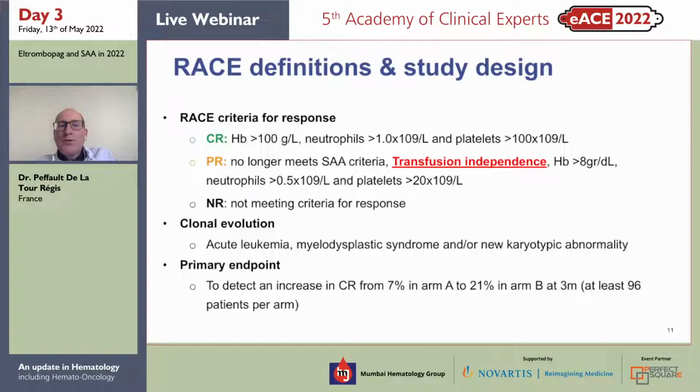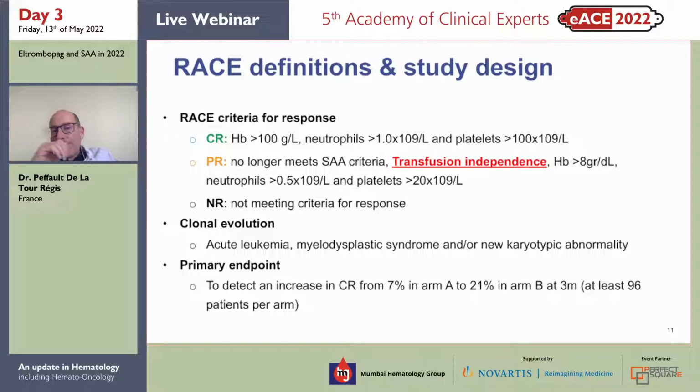So in other words, first of all, you should not meet any longer the criteria for severe aplastic anemia definition, but you should also be transfusion independent. And we chose this criteria because in my mind, this is what is really reflecting the benefit that the patient is getting from immunosuppression: not any longer coming to you as a hospitalization, but coming to see you in clinic for a few minutes.